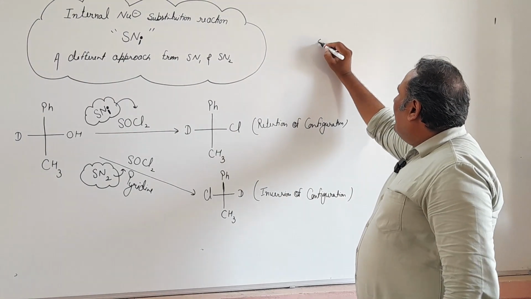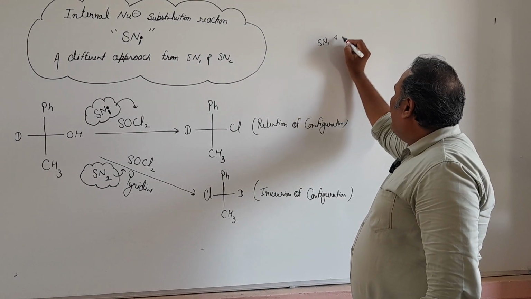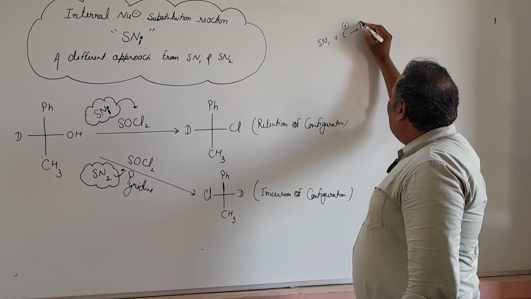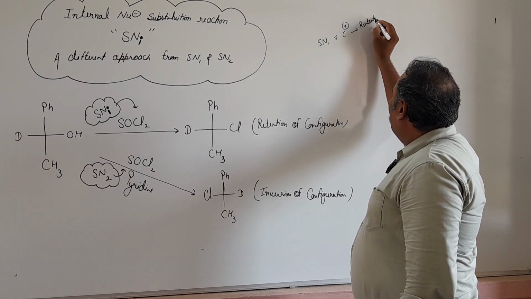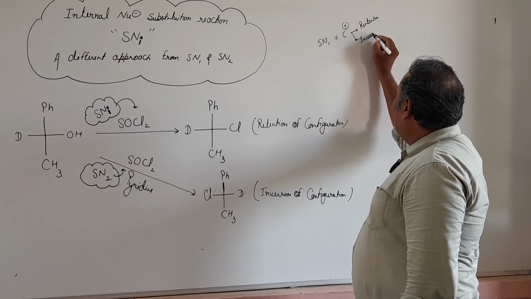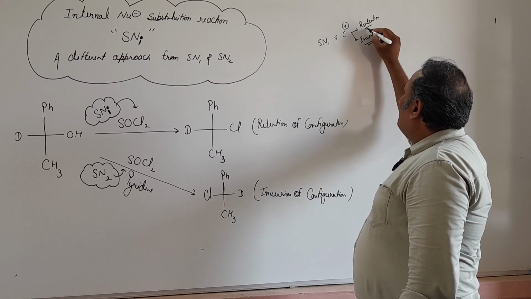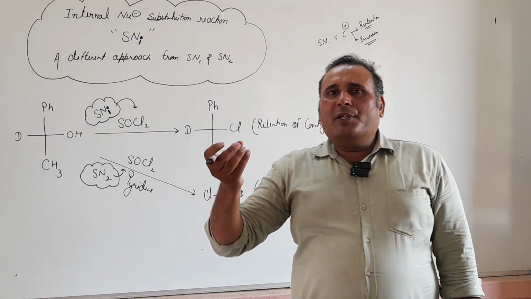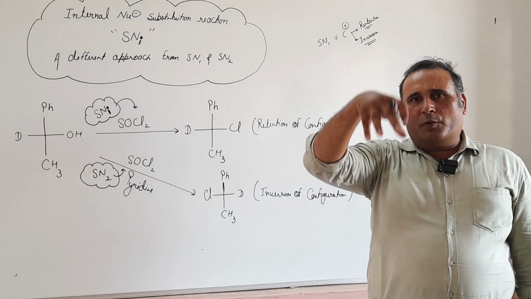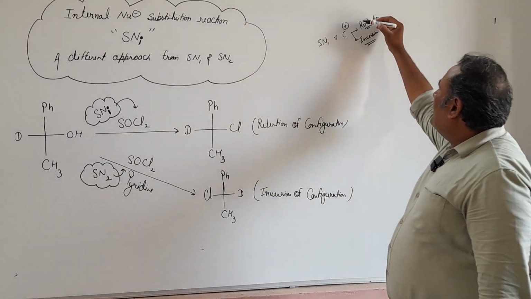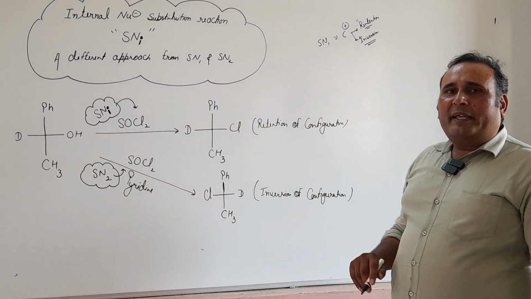Means in the SN1 mechanism there is carbocation formation, so we can say retention as well as inversion. Both products can form because the carbocation is planar, so the nucleophile can attack from the front side as well as from the backside. So we can say both products are formed in the SN1 mechanism.